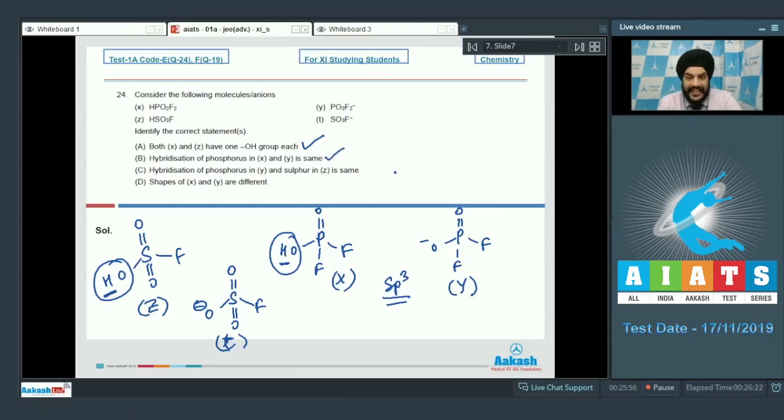Let us talk about statement C now. Hybridization of phosphorus in Y and sulfur in Z is same. So again, students, if we talk about the hybridization of sulfur in Z and T, they are also sp3. So option C is also correct. If we talk about option D now, shapes of X and Y are different. This is not correct, students. Shapes of both X and Y are tetrahedral, so they are both the same. So students, for this question, we have to mark the correct answer as option A, option B and option C. Let's look at the next section now, students.